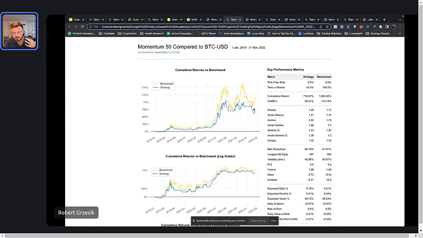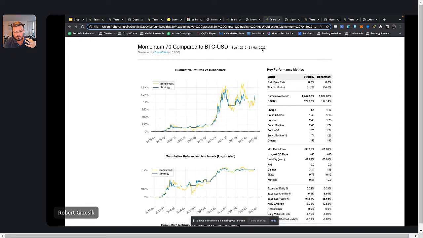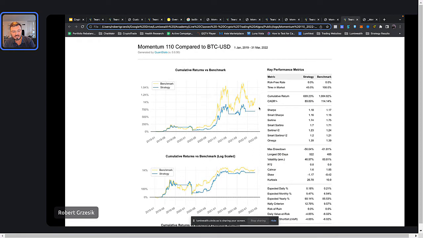This is how it did, blue versus yellow. Momentum of 70. Okay, now we're actually beating, right? Momentum of 70 seems like maybe a good investment choice. It actually reduces your max drawdown, it reduces your volatility, and beats Bitcoin as well. So this seems like a pretty good level to be doing this strategy at. Then we have 90 days, which isn't as good. And then we have 110 days, which is probably not a good idea, right?